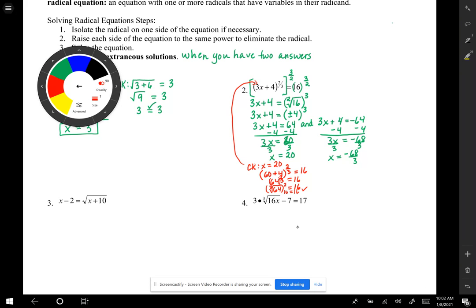Sorry, I had to write so small. And let's check the other one right over here. So check x equals negative 68 over 3. Give myself a little bit more room. So I am going to replace, so 3 times negative 68 thirds plus 4 to the 2/3. Does it equal 16? Well, here, look, the 3's cancel, so you're left with negative 68 plus 4, which is negative 64.